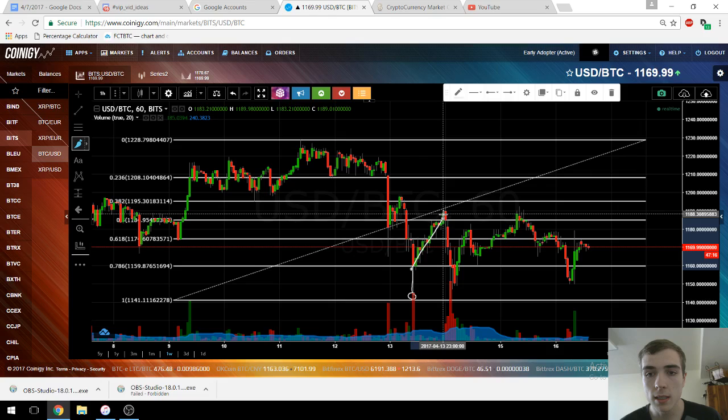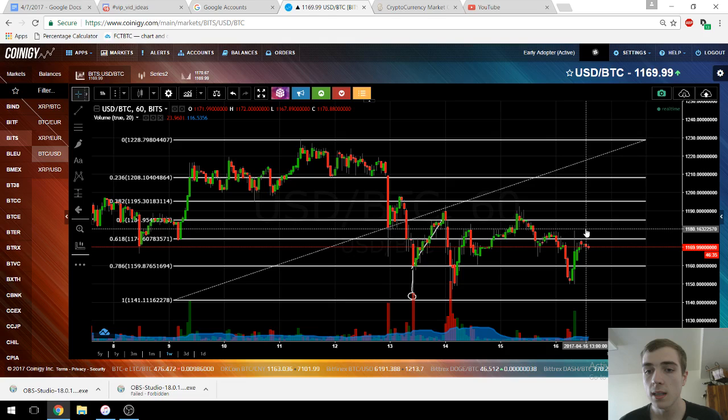I generally use it so that if I see a huge wick up, I can expect a pullback for at least a few candles, and if I see a huge wick on the downside, I can expect a pull up on the upside for at least a few candles. So it basically indicates a rejection of a certain price. The longer the wick, the better.